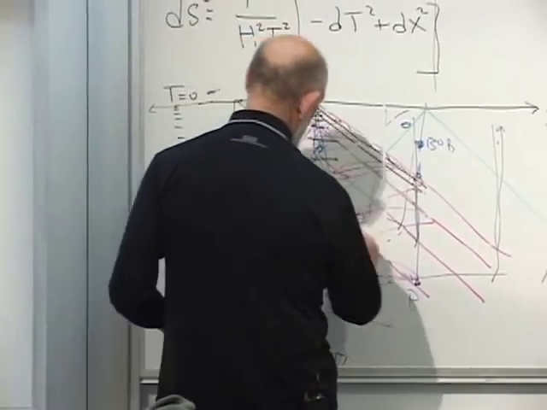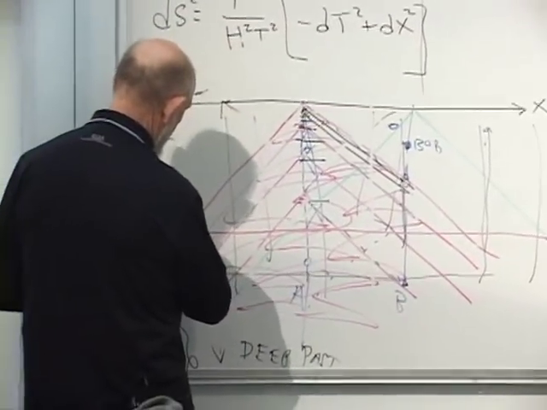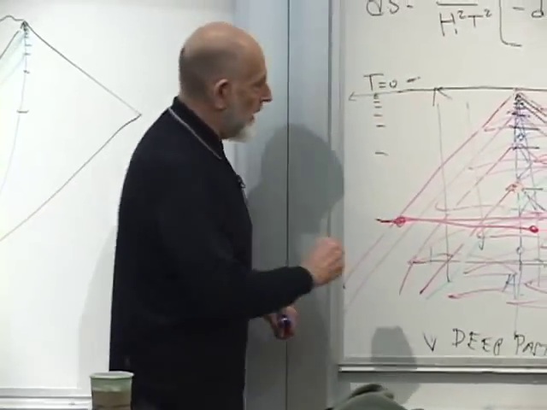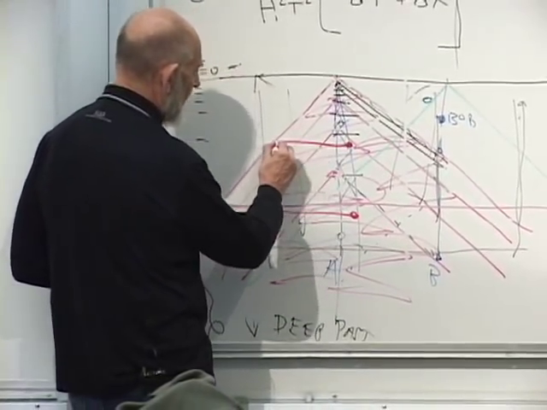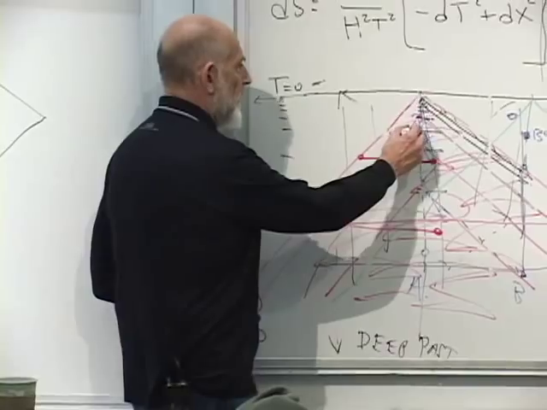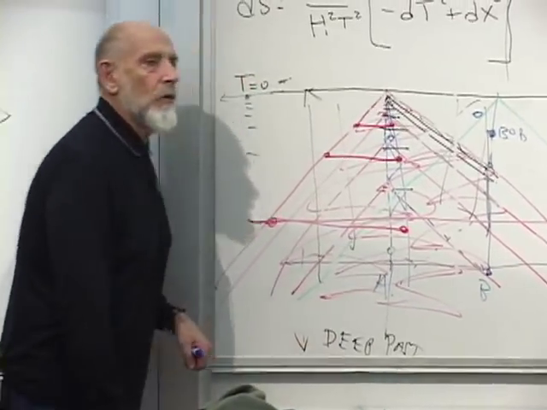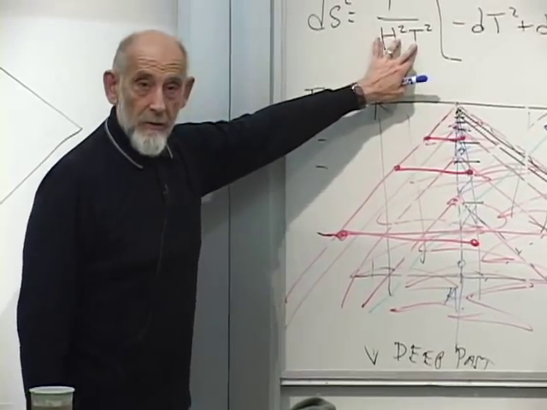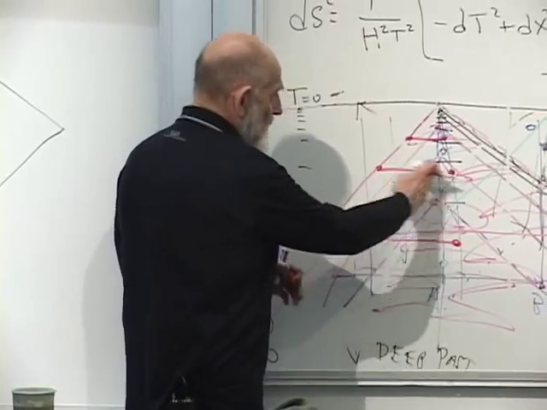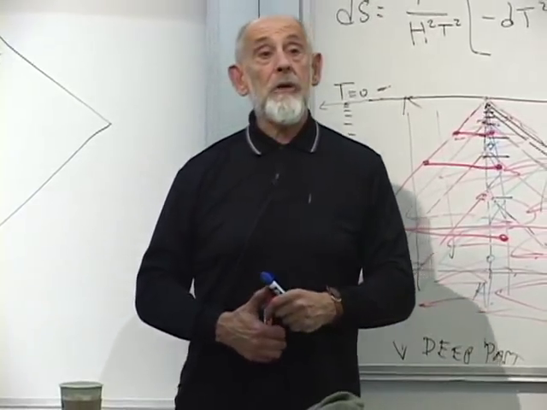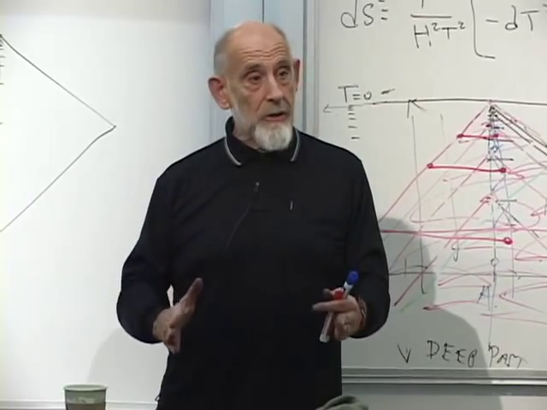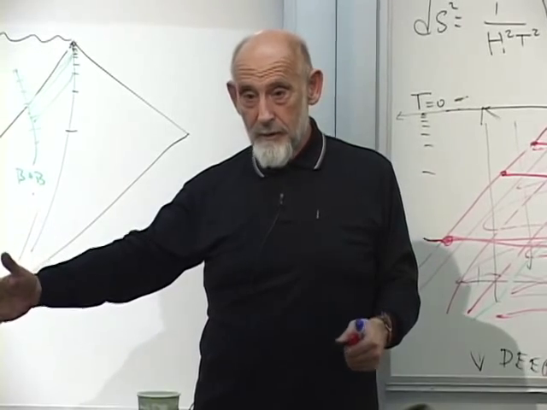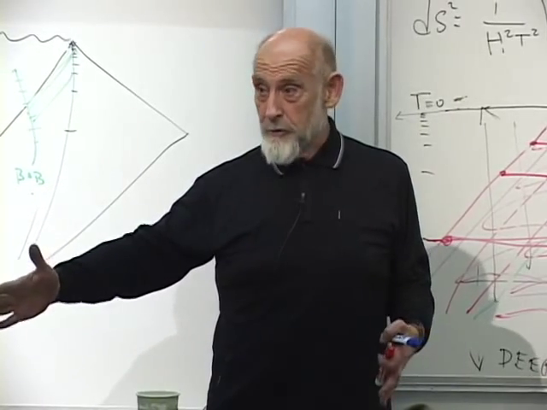Here's the metric. Draw a horizontal line here and ask for the distance, let's say, from the center to the horizon over here. And compare it with the distance from the center to the horizon over here. You'll find they're all the same. The coordinate distance is shrinking, but the metric is increasing, and the distance to the horizon is always the same. That is connected with the fact that the Hubble constant is constant, and so the distance to where things are moving away with the speed of light is constant.